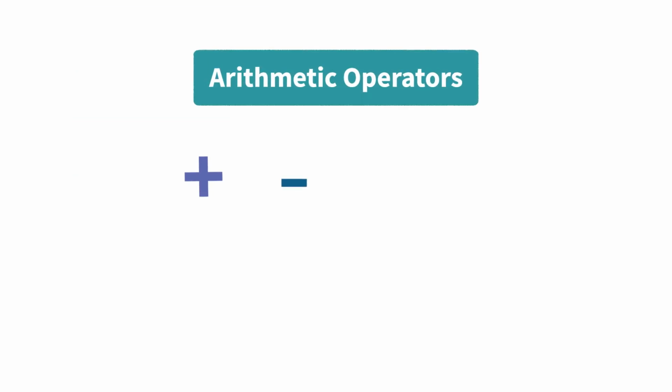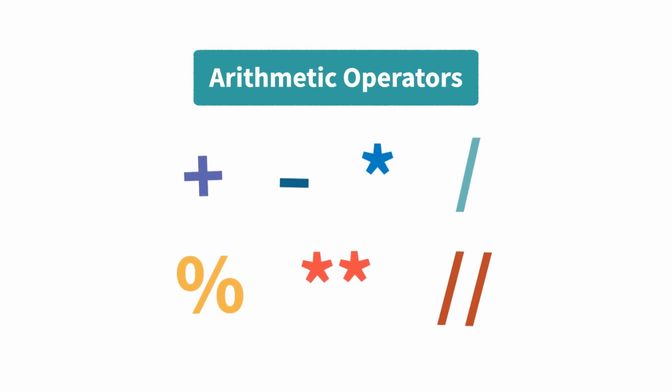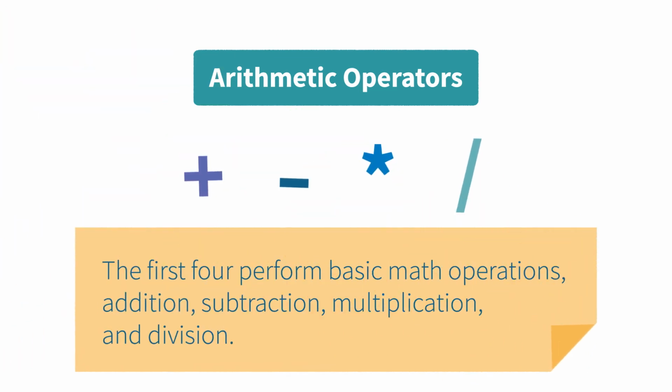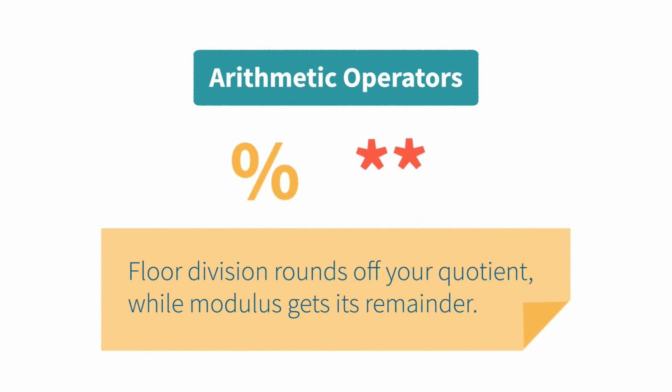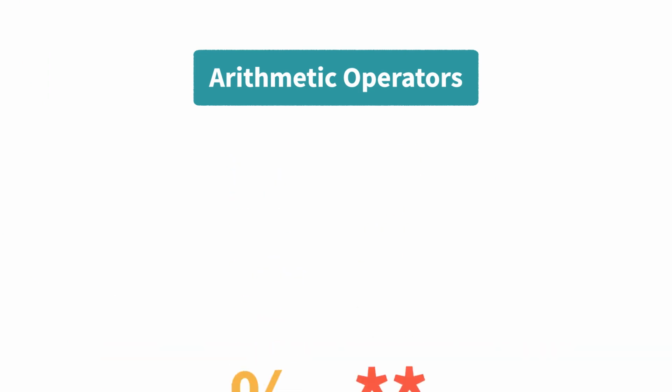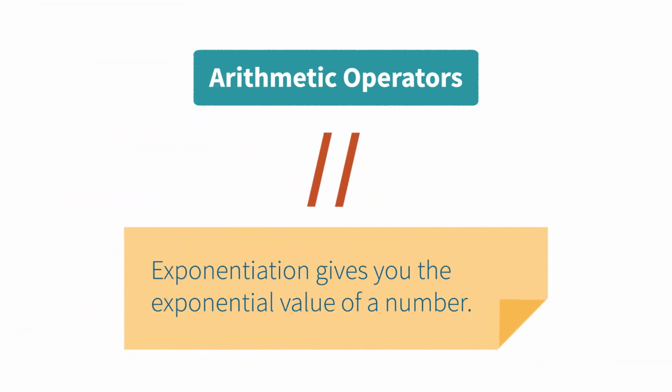We learned 7 arithmetic operators, namely addition, subtraction, multiplication, division, floor division, modulus, and exponentiation. We discussed the first 4 basic math operations: addition, subtraction, multiplication, and division. Floor division rounds off your quotient, while modulus gets its remainder. Exponentiation gives you the exponential value of a number.